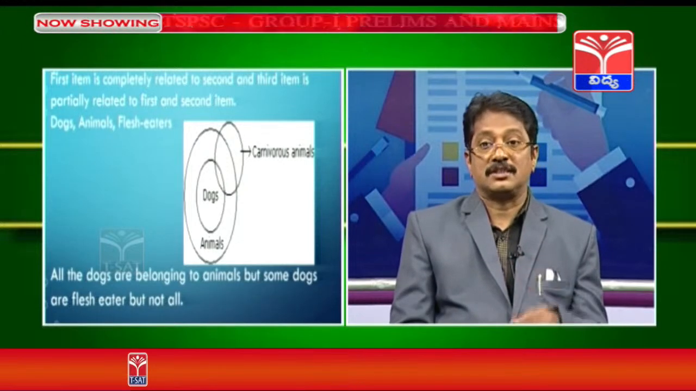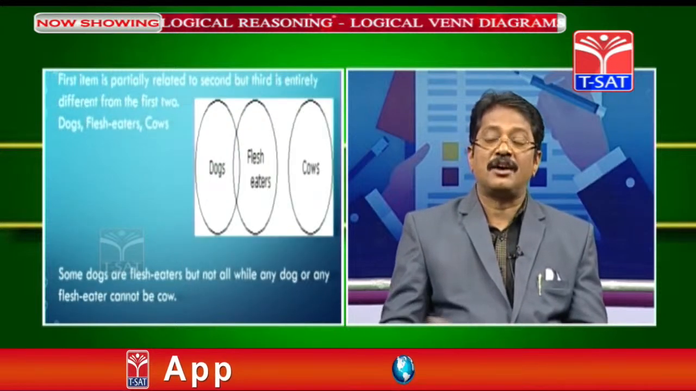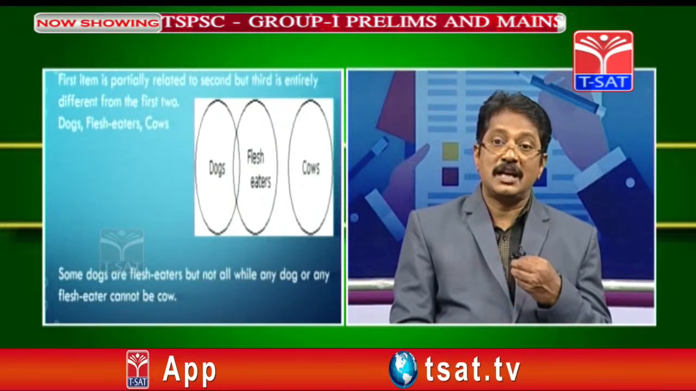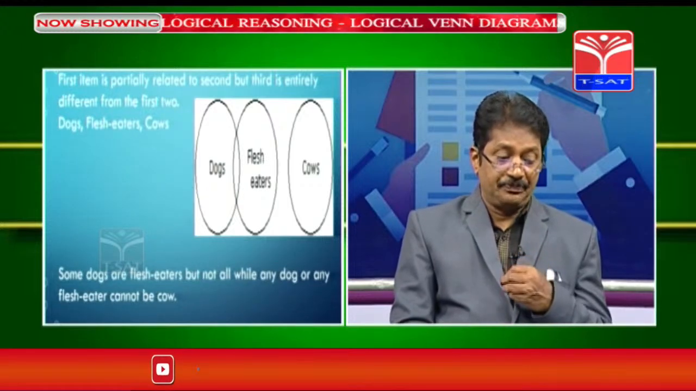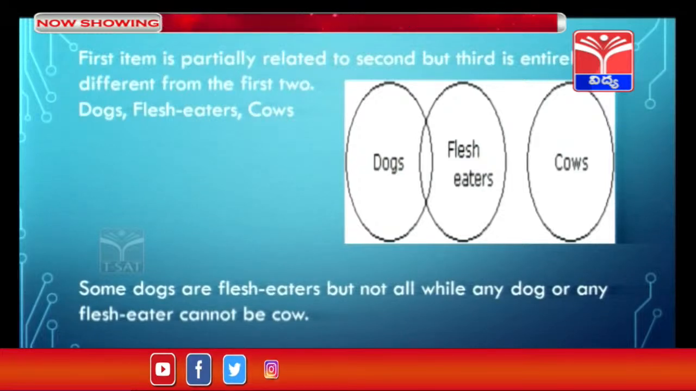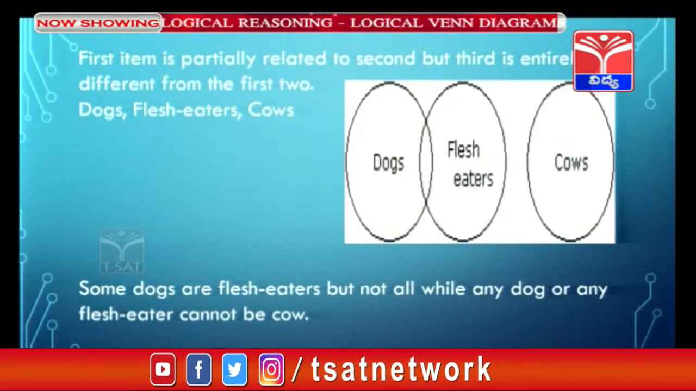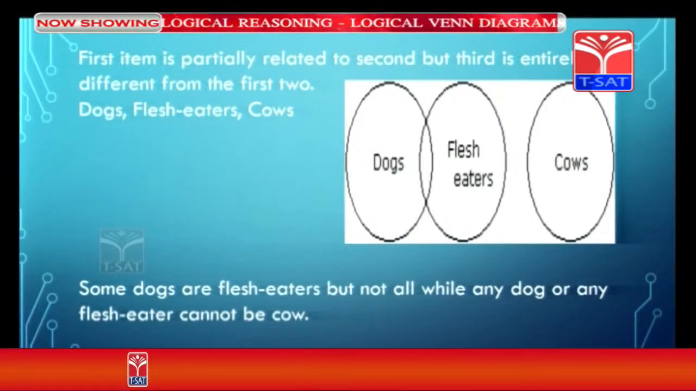So, you have to understand. After the explanation of all these, then you can understand what the difference is here. Now, come to another one. Here the first item is partially related with the second, and the third is entirely different from the first two.